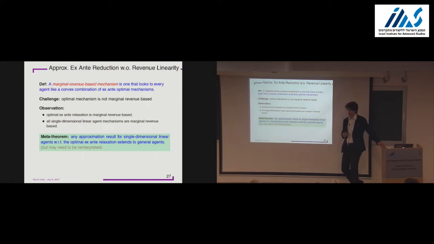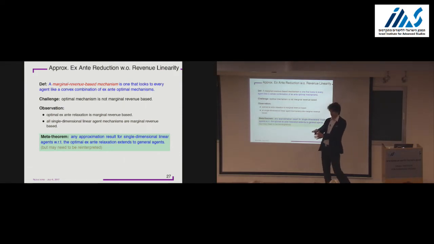And so those mechanisms, I might have interpreted this theorem as saying price posting is good for the single dimensional case, because the ex ante thing looks like price posting. But when I use it for your CARA risk averse players, I'm not going to get price posting as my solution. So I need to reinterpret what the solution means. Does that make sense?